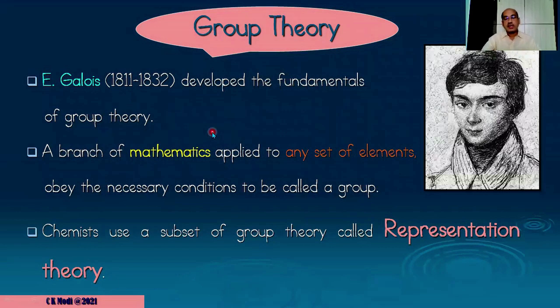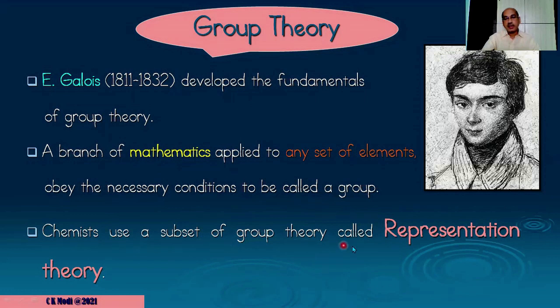it was first developed by E. Galois in 1811 to 1832. Group theory is a branch of mathematics which is applied to any set of elements that obey the necessary conditions to be called a group. In a point group, a number of symmetry elements are present. The point group is nothing but a collection of all the symmetry elements. Any set of symmetry elements must obey the necessary conditions to be called a group.